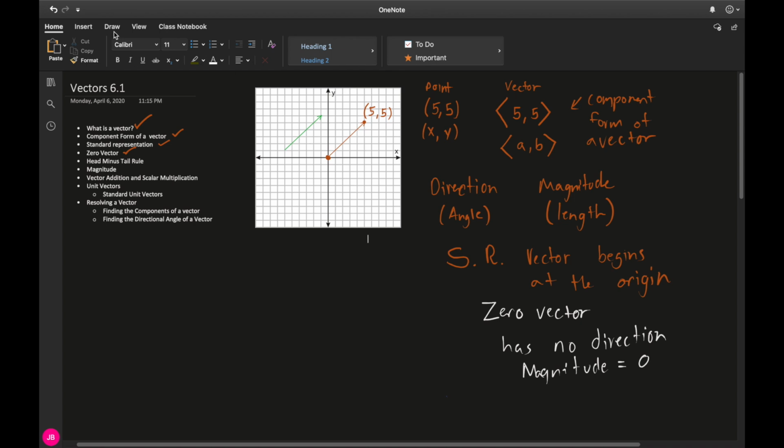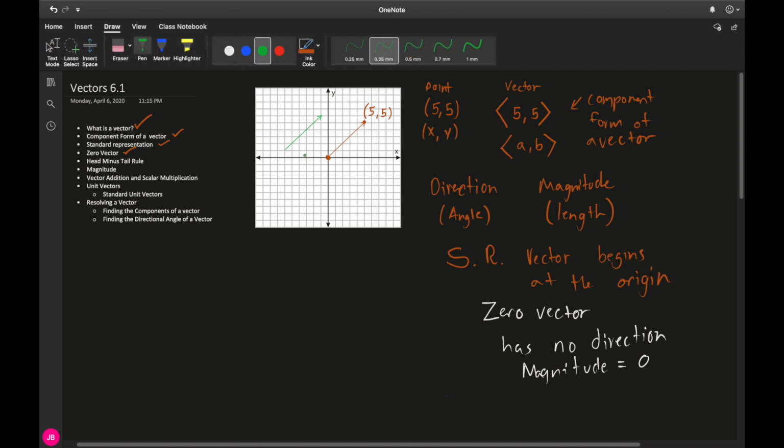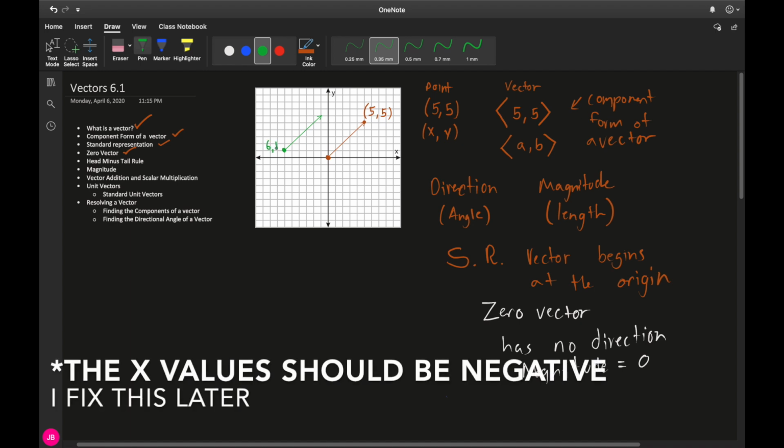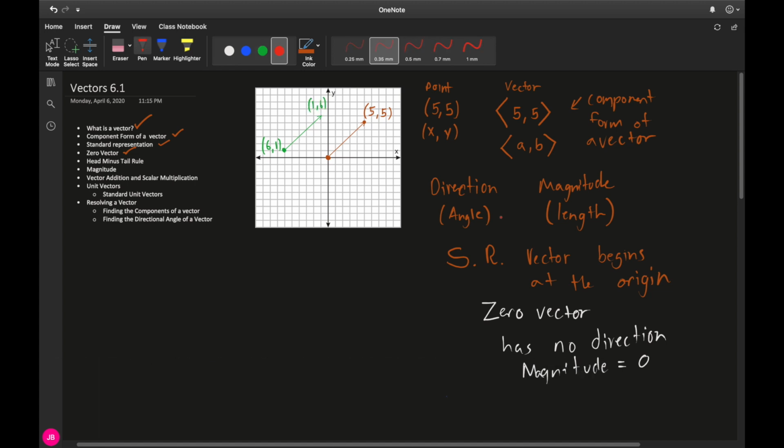Now you notice that this vector is not in standard representation because it does not begin at the origin and thus extend outwards. Instead, it's in the second quadrant, and it kind of begins at x is -6 and y is 1, and then it ends over here. Let's plot these points right here. So this is -6, 1, and this is going to be -1, 6. Now the question I have for you is, are these vectors equivalent? Are they equal? And the answer may surprise you. The answer is actually going to be yes.